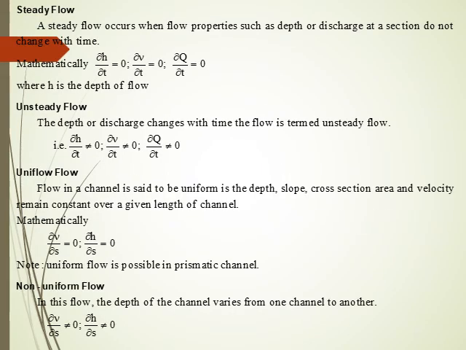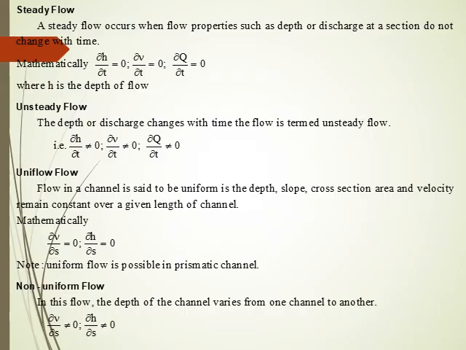Steady flow. In case of steady flow, the flow parameters such as depth, velocity and discharge do not change with respect to time. An example of steady flow is water flowing in a canal with a constant discharge. Unsteady flow: flow parameters, depth, discharge, velocity, may change with respect to time. Example, flood waves in a river during rainfall.